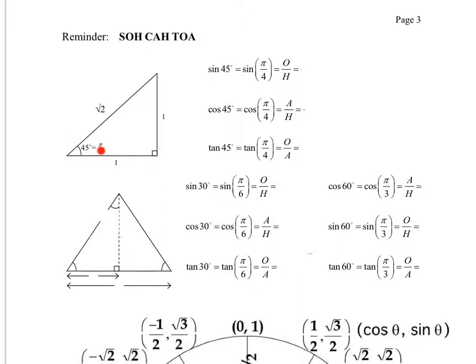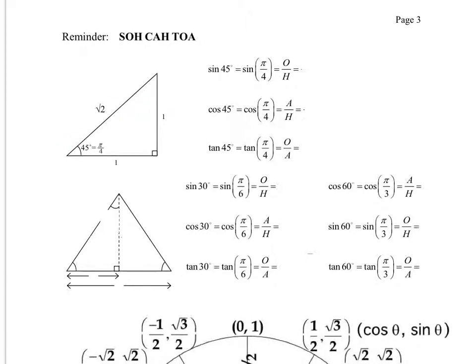Basically, if you have 45 degrees, it means that this angle here is going to be 45 degrees. We have an isosceles triangle. This side is going to be the same as this one. If this is 1, then this is 1. And if you try to get the sine of 45 degrees, then a sine of 45 degrees is going to be opposite, which is 1, divided by hypotenuse, root 2.